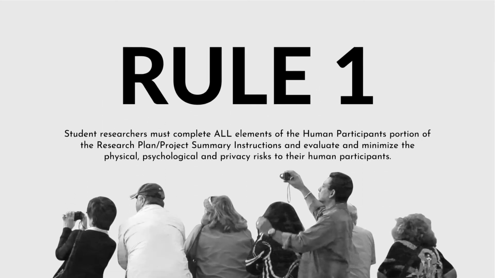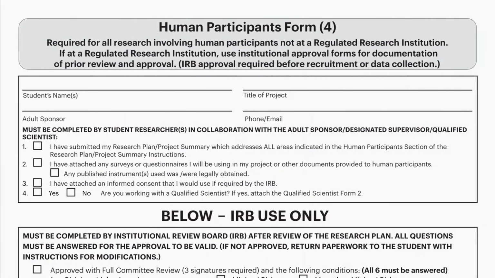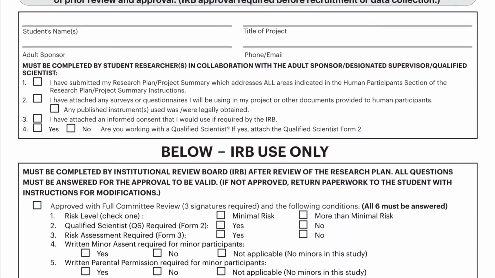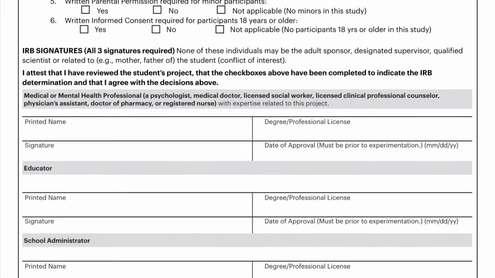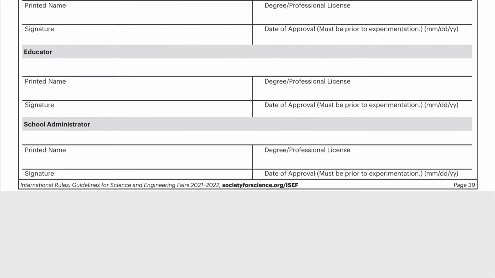For rule number 1, student researchers must complete all elements of the human participants portion of the research plan or project summary instructions and evaluate and minimize the physical, psychological, and privacy risks to their human participants. Attached here is the human participant form, which could be used to determine the level of risk in a study involving human participants. Further details regarding this assessment will be discussed later.